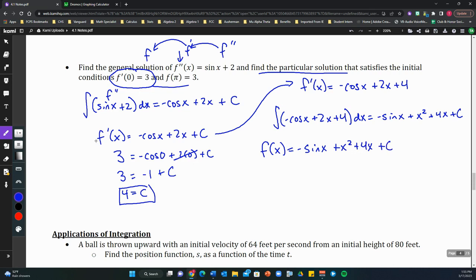But they give us a second initial condition for f of x. So when x is pi, the output is 3. So we're going to use that one and solve for c one more time. It's a very similar process, just with a different set of functions. So negative sine of pi plus pi squared plus 4 pi plus c. This one's not going to be a nice number because of the pi's involved.